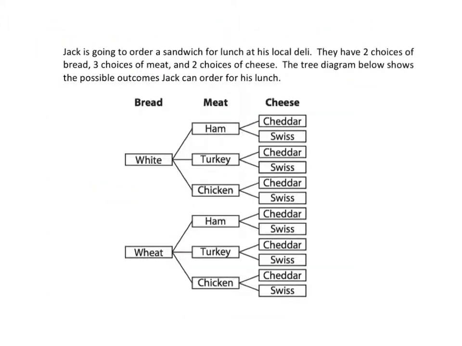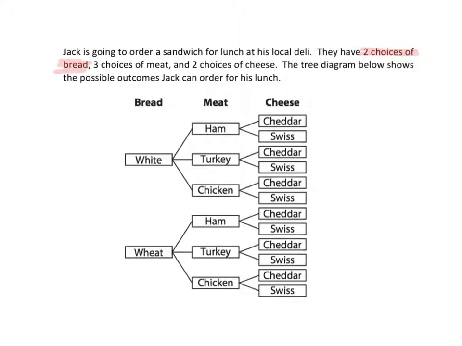All right, let's look at this first scenario. It says Jack is going to order a sandwich for his lunch at a local deli. They have 2 choices of bread, 3 choices of meat, and 2 choices of cheese. The tree diagram below shows the possible outcomes Jack can order for his lunch. When you look back at this story problem, it tells you the categories are what's going to happen. He is going to get 2 choices of bread.